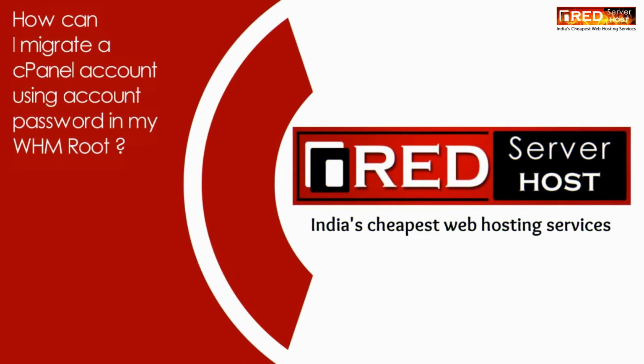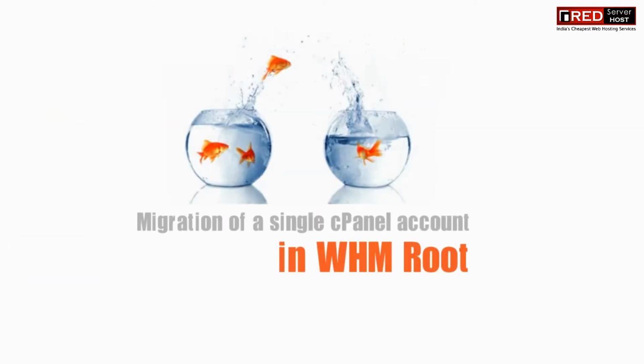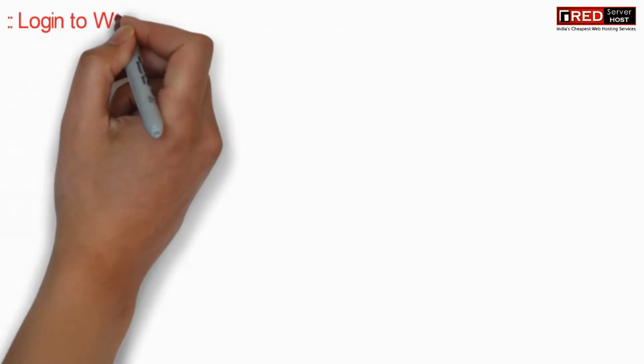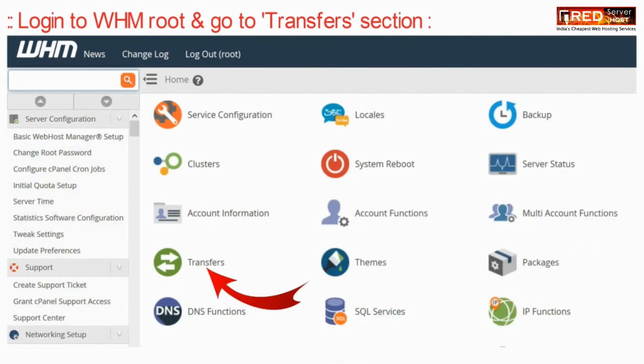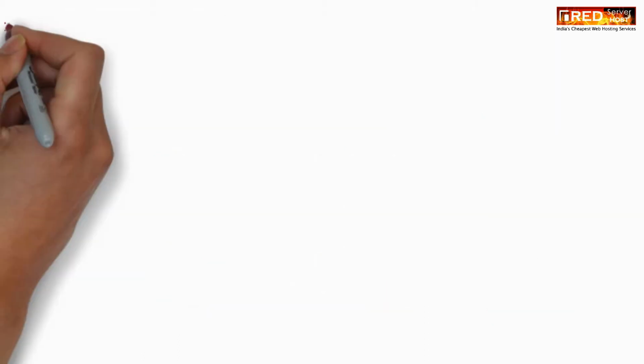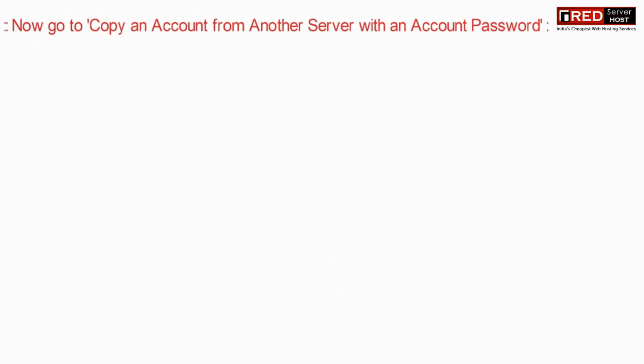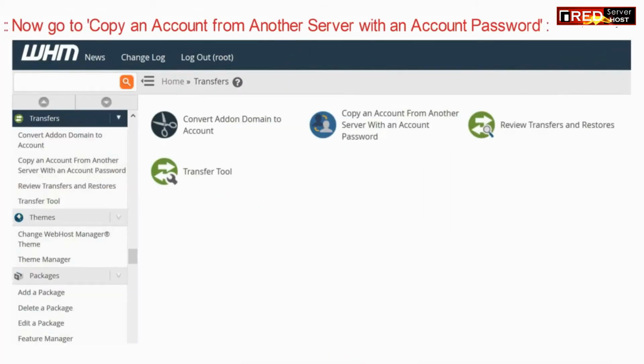Today in this video, we will learn how I can migrate a cPanel account using an account password in my WHM root. For that, log into WHM root and then go to the Transfers section. Now, go to Copy an account from another server with an account password.